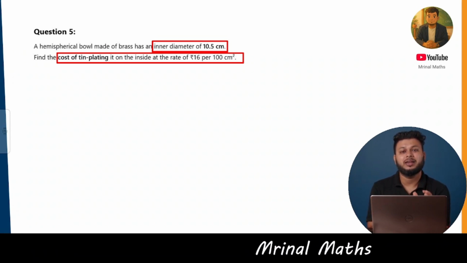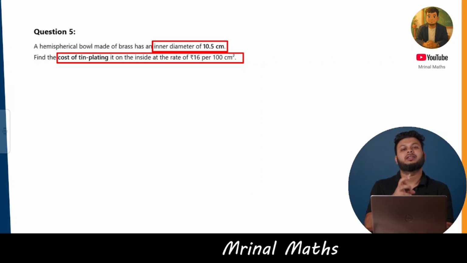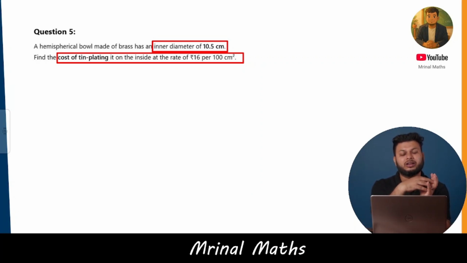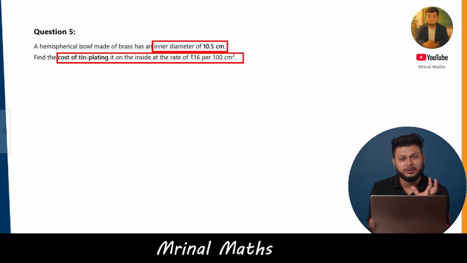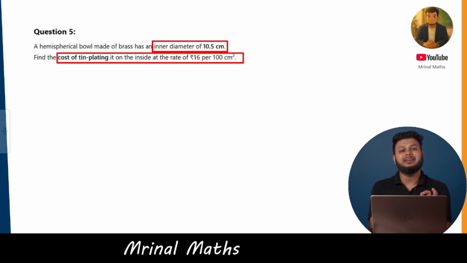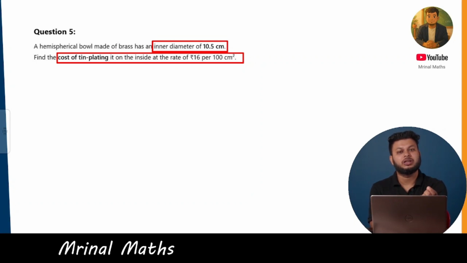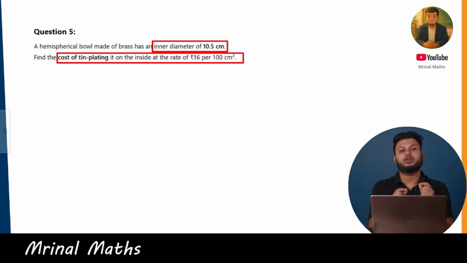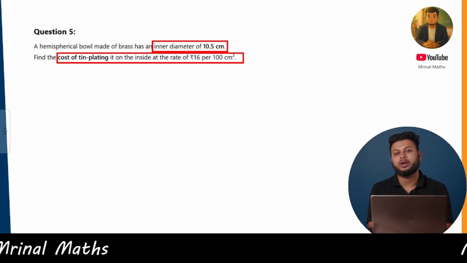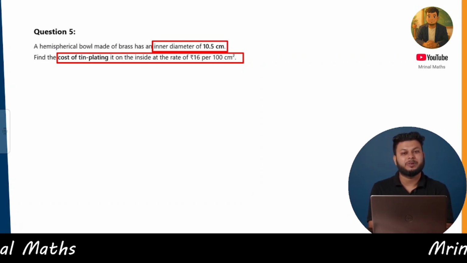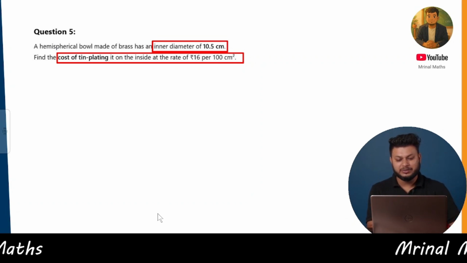So for this, first of all, I need to calculate the surface area or the curved surface area of the hemisphere or the bowl. Then whatever area I get, I multiply this by the cost. So first of all, I need to calculate the cost of 1 centimeter square of tin plating. So look how I write it for you.